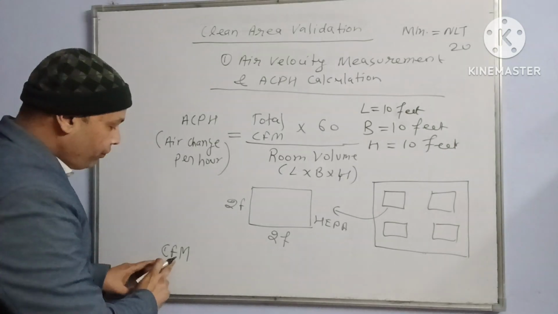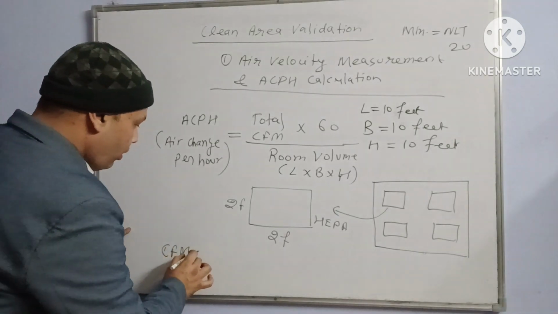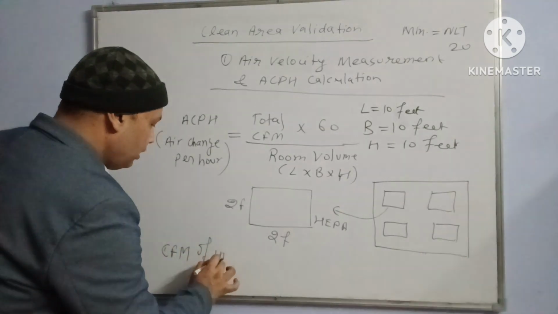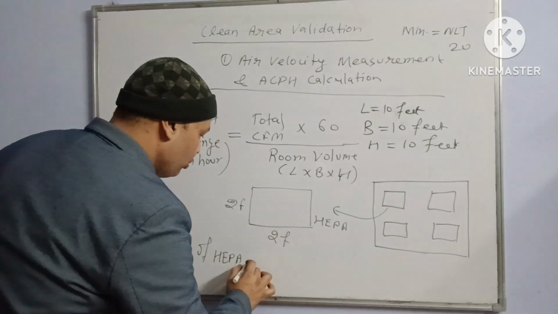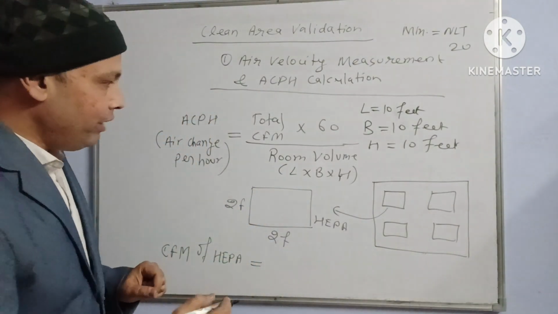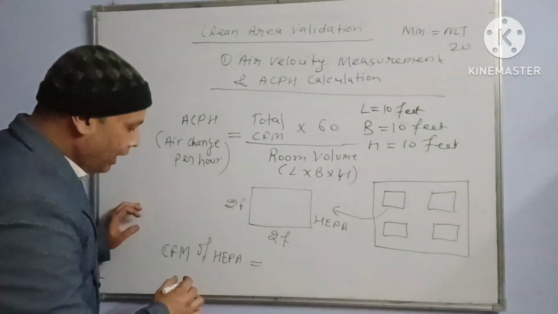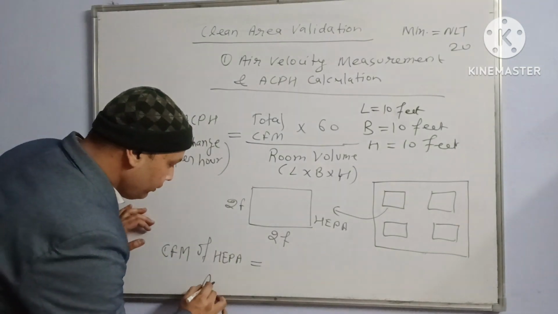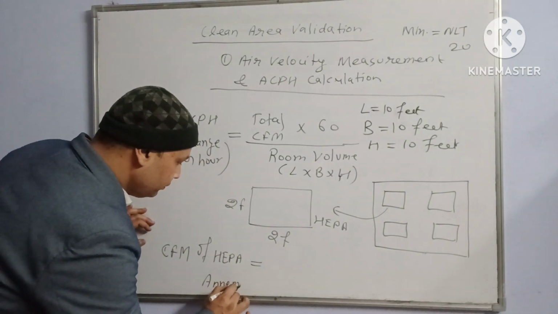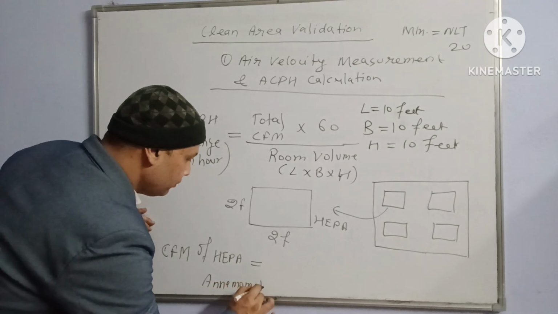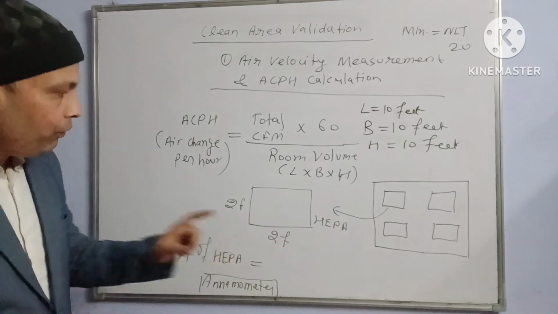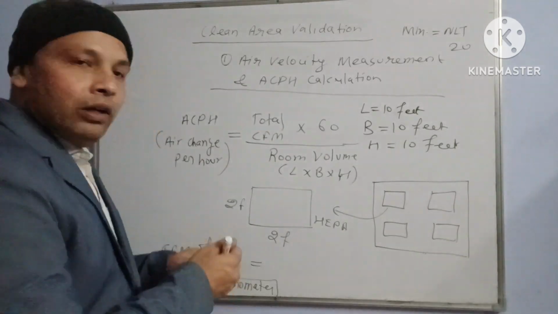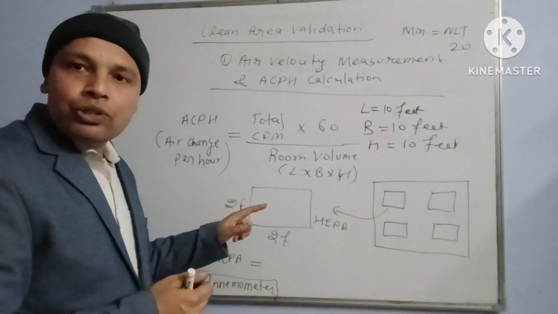CFM is cubic feet per minute of a HEPA. For one HEPA, how do we calculate it? We need one instrument, which is called an anemometer. With the help of the anemometer, we calculate the air velocity.